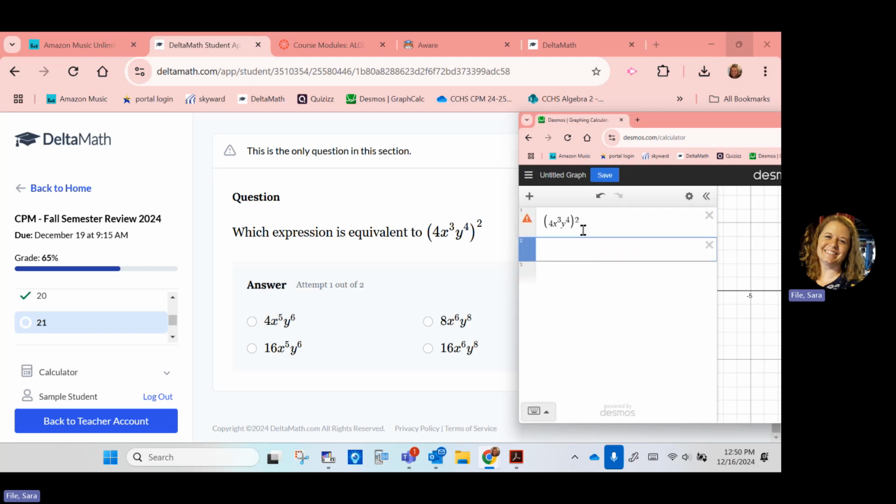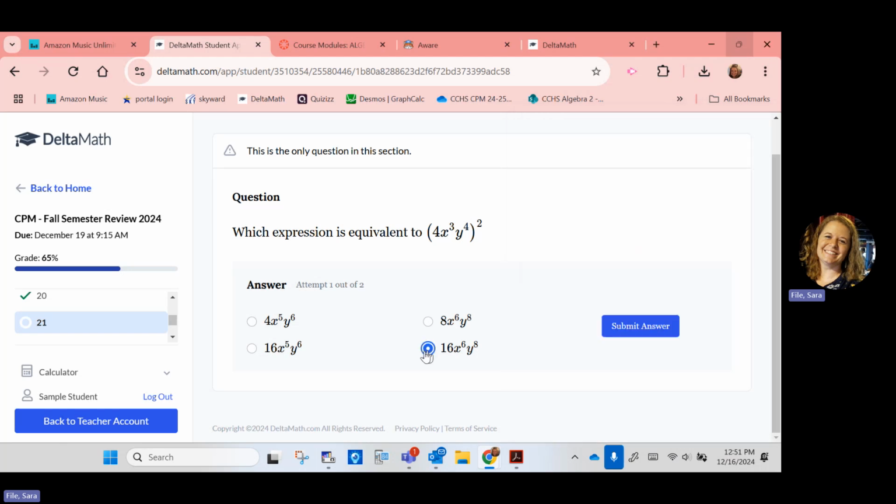So remember, every term in there is getting squared. So the 4 is getting squared. The x cubed is getting squared. The y to the 4th is getting squared. Every term gets that square. So 4 squared, 4 times 4 is 16. And then when you have a power on a power, we multiply. So that's going to be 3 times 2 is 6. So that's x to the 6th. And 4 times 2 is 8. So that's y to the 8th. So it should be 16, x to the 6th, y to the 8th.